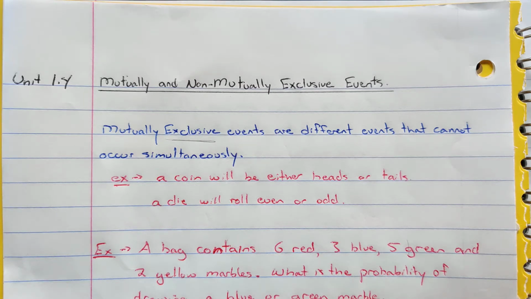Examples of this: a coin can either be heads or tails. You can't have heads and tails occur at the same time. If you roll a die, you're going to get even or odd. You can't get both even and odd at the same time.